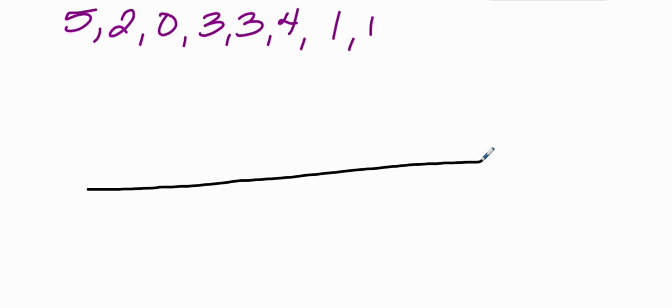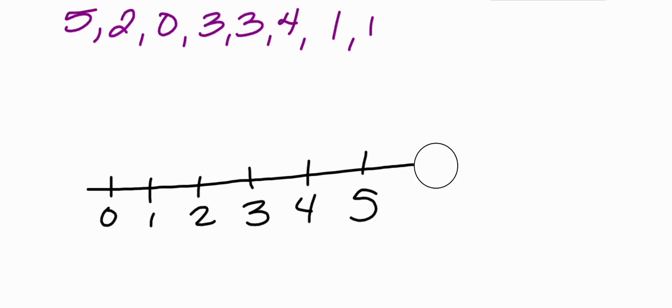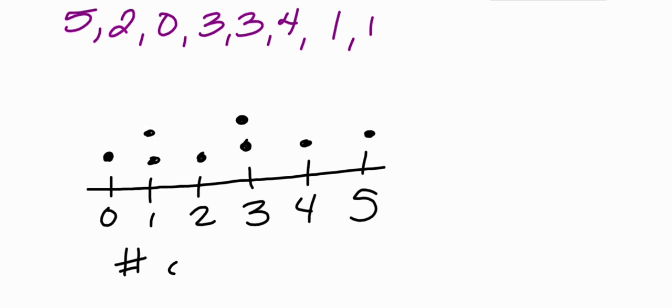And it needs to go from 0 to at least 5. So 0, 1, 2, 3, 4, 5. So I can erase part of my number line. There we go. And then I'm just going to look. I have 5, so I'm going to put a dot on 5. 2, a dot on 2. 0, 3, 3, 4, 1, 1. And that's how you would create it. I'd put number of siblings in here.